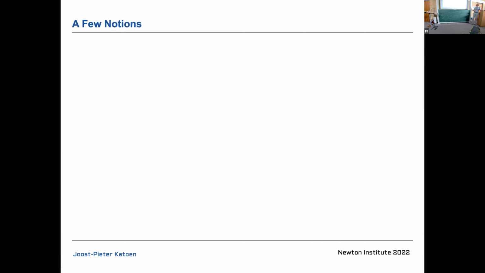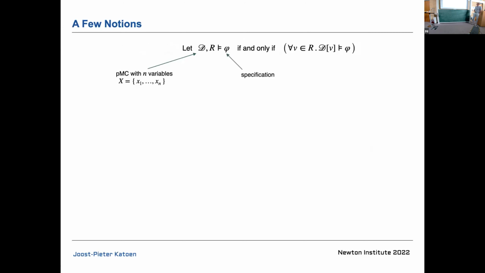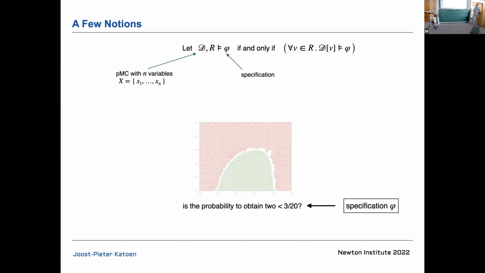Good. So a few notions I need. So I'm going to use this as notation. D is such a parametric Markov chain with n variables. I'm going to use a specification. This specification is, for instance, the probability to obtain a 2 as outcome of my 6-sided die satisfies a certain threshold. And if I suppose I have 2 parameters, then you can envision that we have a parameter space in 2 dimensions, the y dimension and x dimension.